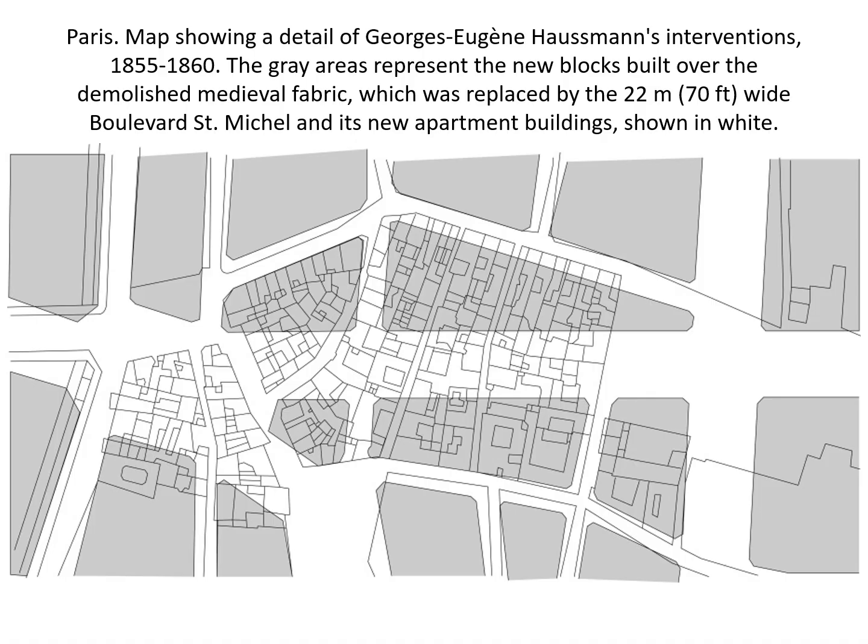The 150-kilometer network of new Parisian boulevards remained Haussmann's most conspicuous achievement. He gave the streets coherent facades and a uniform square section of roughly 18 meters or 58 feet from building to building. This map, showing a detail of Georges-Eugène Haussmann's interventions, 1850 through 1860, the gray areas represent the new blocks built over the demolished medieval fabric, which was replaced by the 22-meter, 70-foot wide Boulevard Saint-Michel and its new apartment building shown in white.